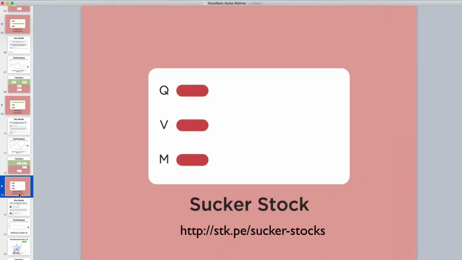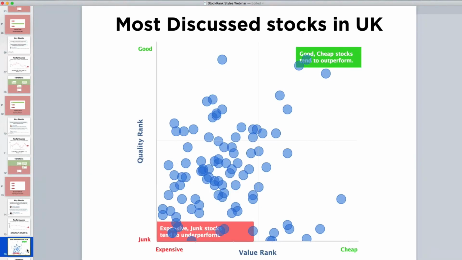Okay, sucker stocks. Now, I've always had a lot of fun at the expense of sucker stocks. There are so many shares in the market that are sucker stocks, which is why I often use a very broad screening criteria to look at them. The classic is looking at the most discussed stocks in the market. This is a bubble chart which shows quality on one axis, value on the other, and all the most discussion tends to happen on expensive junk. Never the kind of shares that tend to actually outperform the market.